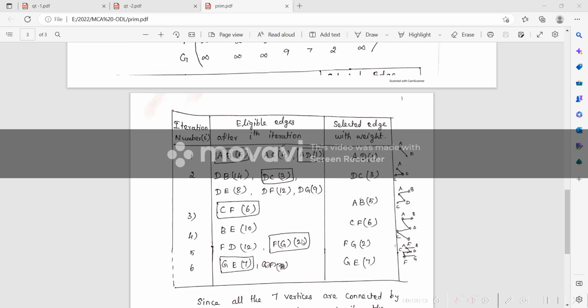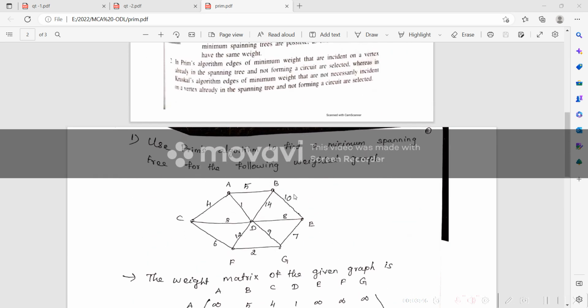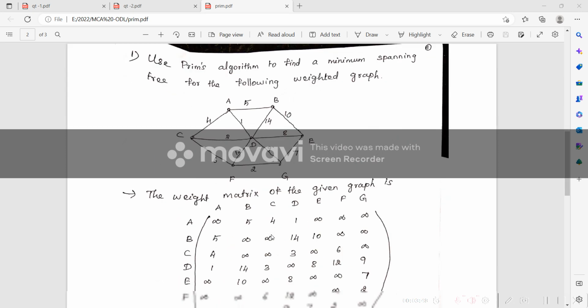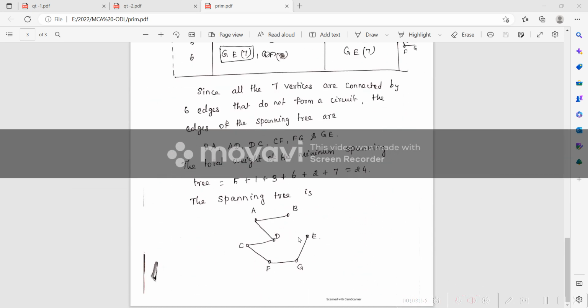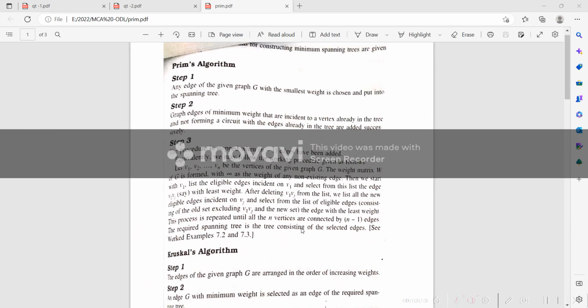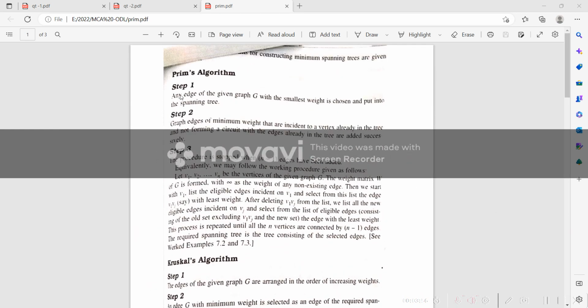So using Prim's algorithm, for any connected graph we are going to construct one spanning tree. First we will see the algorithm. So what is the first step? Any edge of the given graph G with the smallest weight is chosen and put into the spanning tree. So initially we take the edge which has the smallest weight, and that one is selected and taken in the spanning tree.